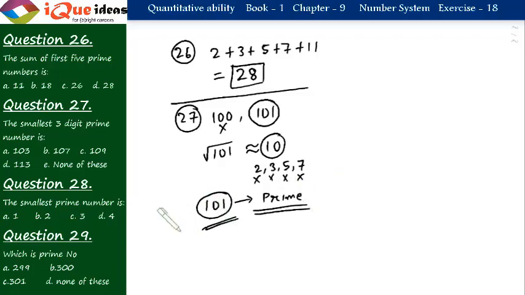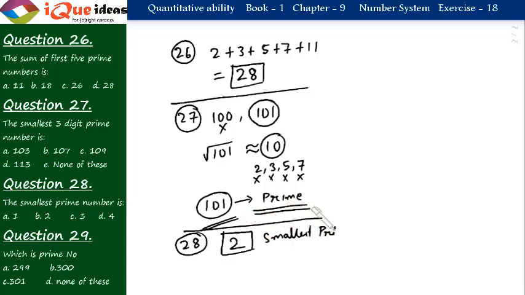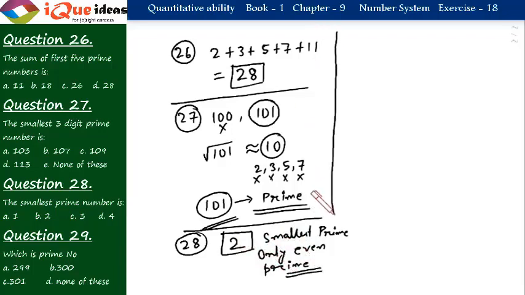28th question, it is a direct question. It says the smallest prime number is. Now remember, 1 is neither prime nor composite. The smallest prime number is 2, and 2 is the smallest prime number as well as the only even prime number. So this is what we have in question number 28. Now question number 29.